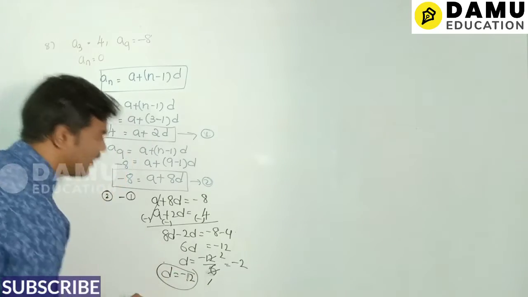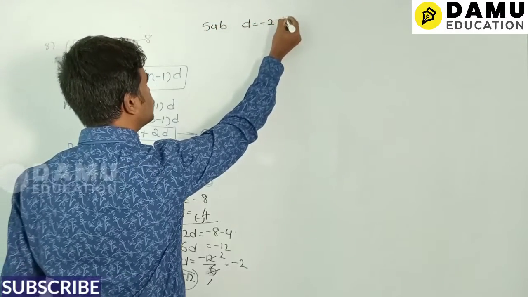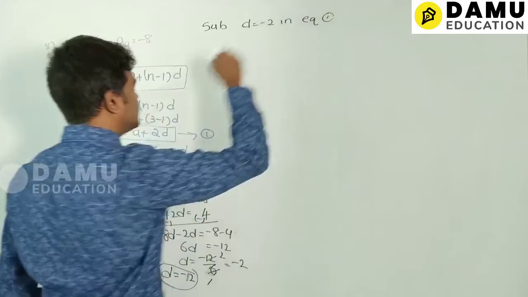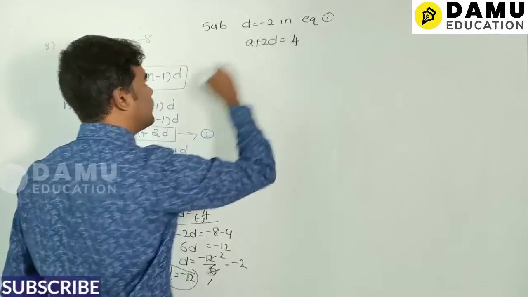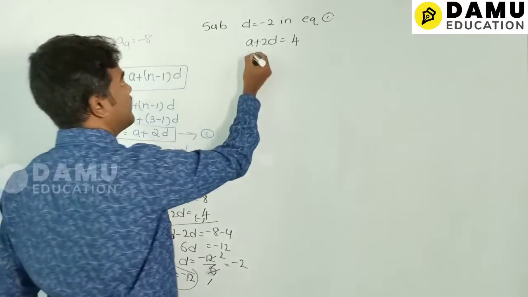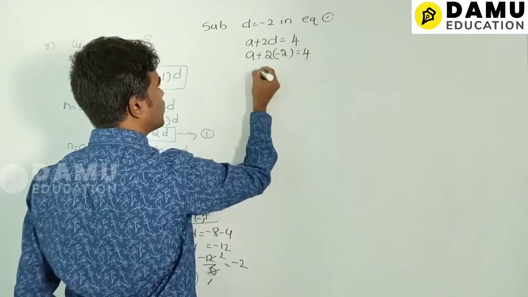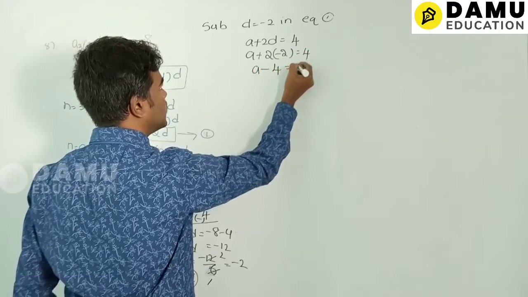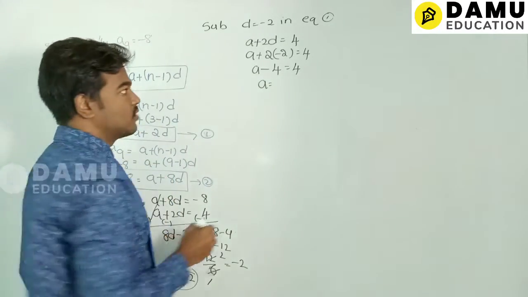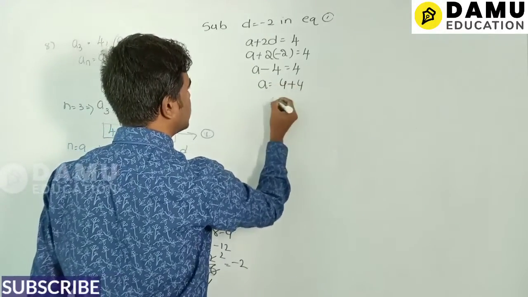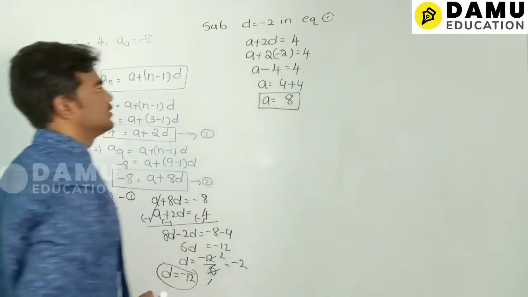Then what is the a value? So substitute d equal to minus 2 in equation 1. What is equation 1 here? a plus 2d will be equal to 4. Then a plus 2 into minus 2 will be equal to 4. Then a minus 4 equals 4. Then a is equal to 4 plus 4, that is 8. So a is equal to 8.